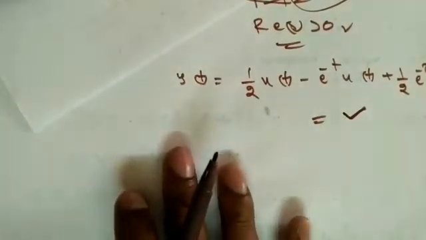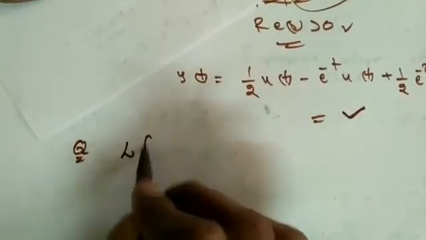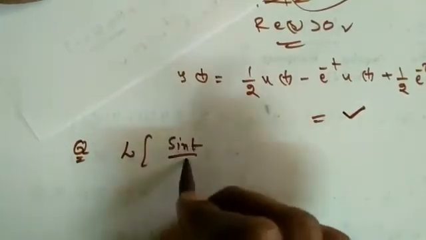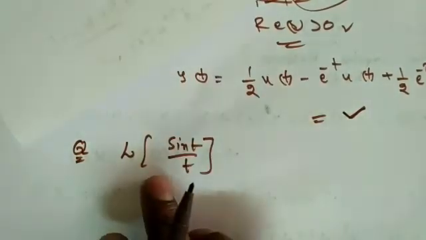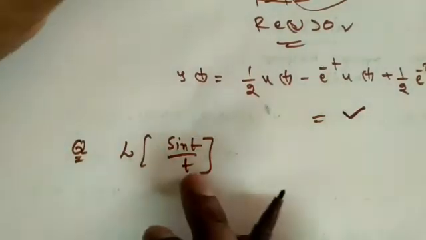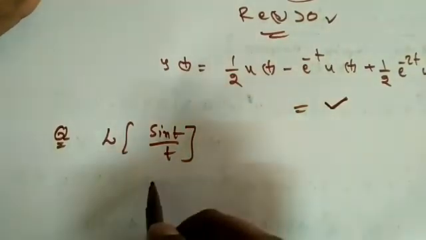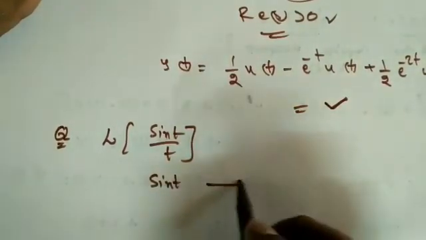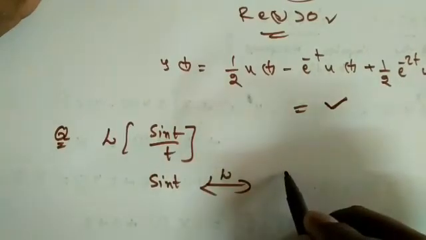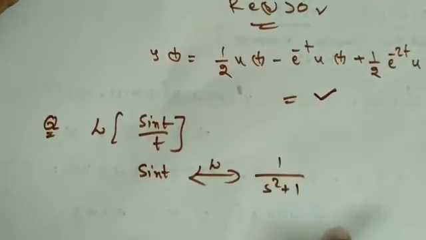Next, one more example we'll see is on the properties. The Laplace transform of sin t by t. They will not mention whether it is unilateral or bilateral, they will just give it like this, sin t by t. The moment sin t by t is given, we have to go for the unilateral Laplace transform. Now what is the Laplace transform of sin t? We know that it is b by s square plus b square, that is 1 by s square plus 1.